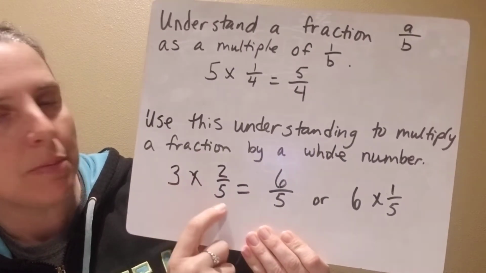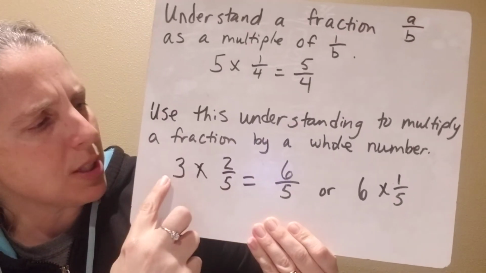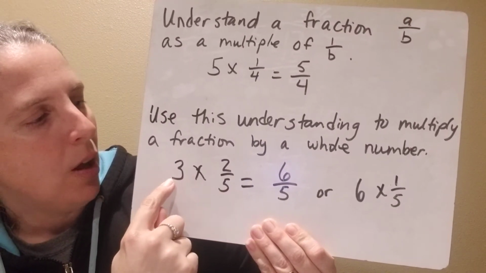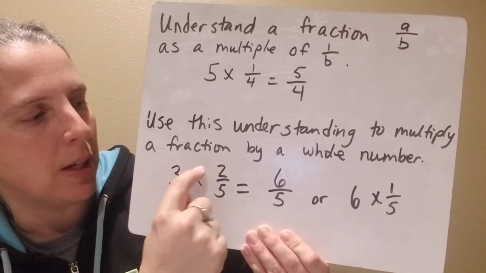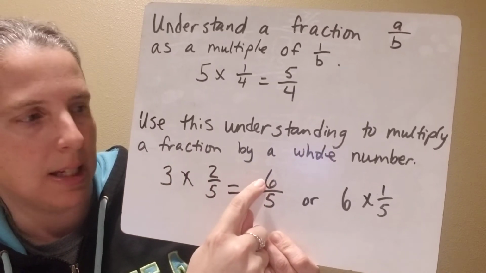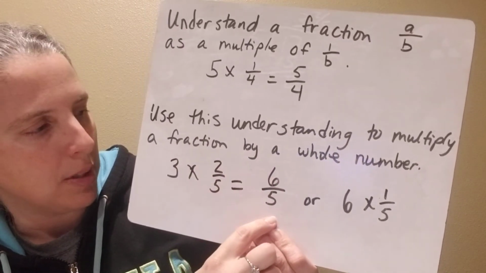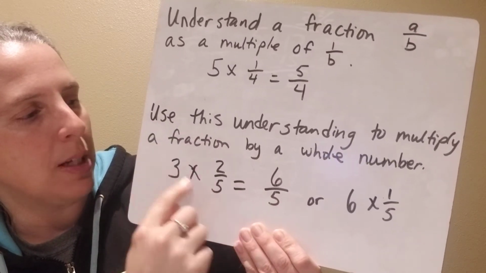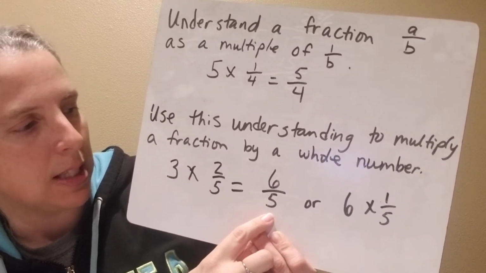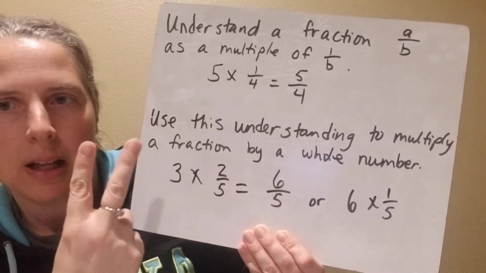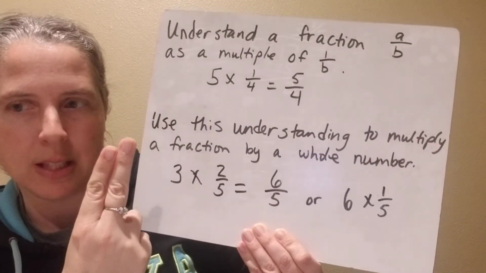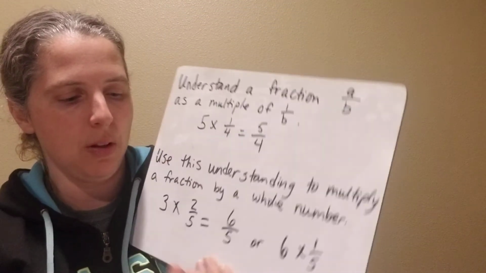So 3 times 2/5. We're still going to do the same. The whole number times the numerator, so 3 times 2 will equal 6. The denominator will stay the same. Okay, so 3 times 2/5 equals 6/5. It's like having sets of 2/5. I have 3 of them.